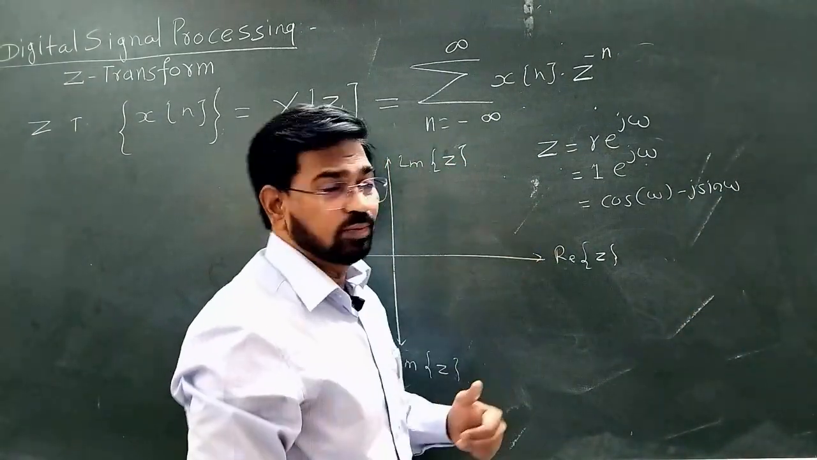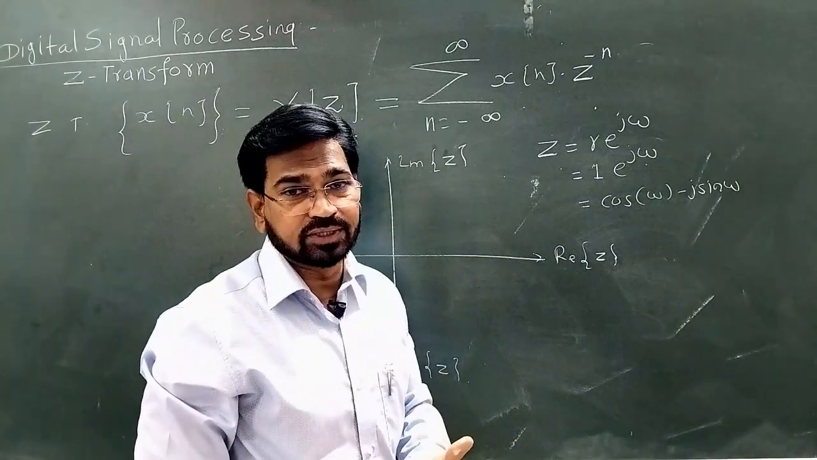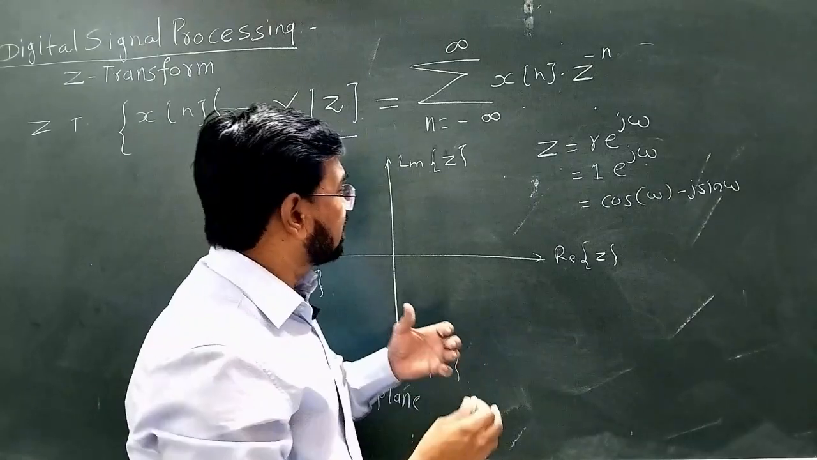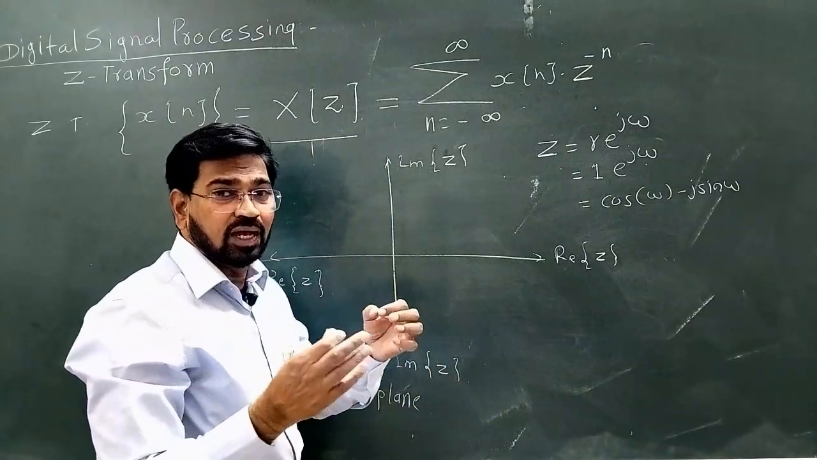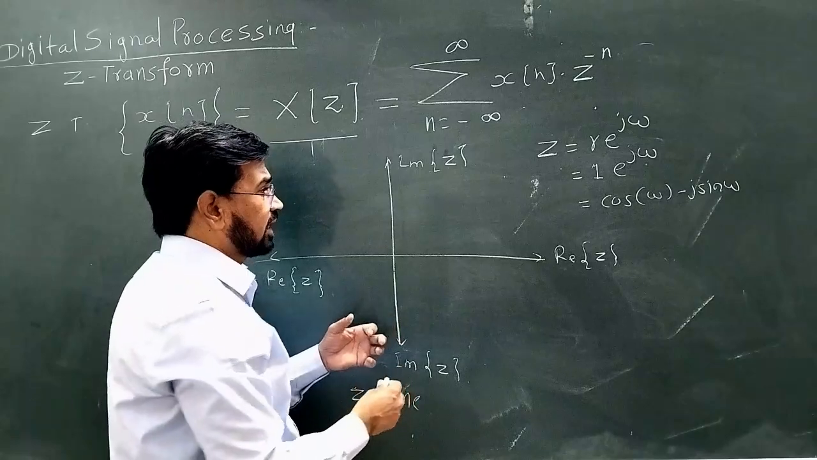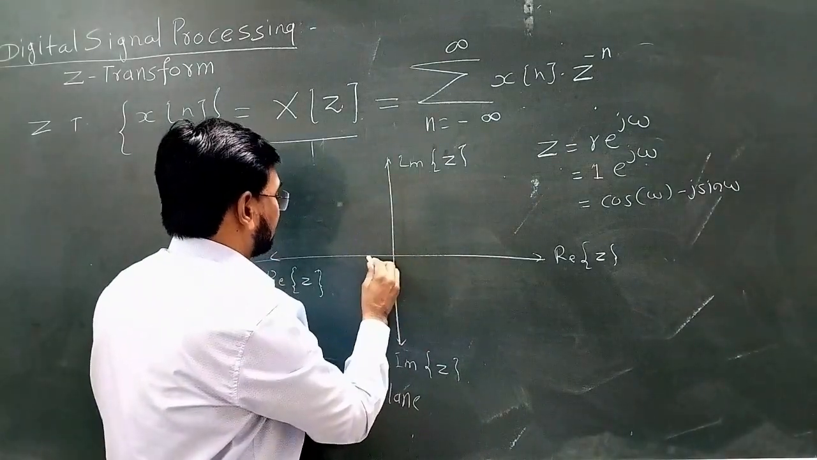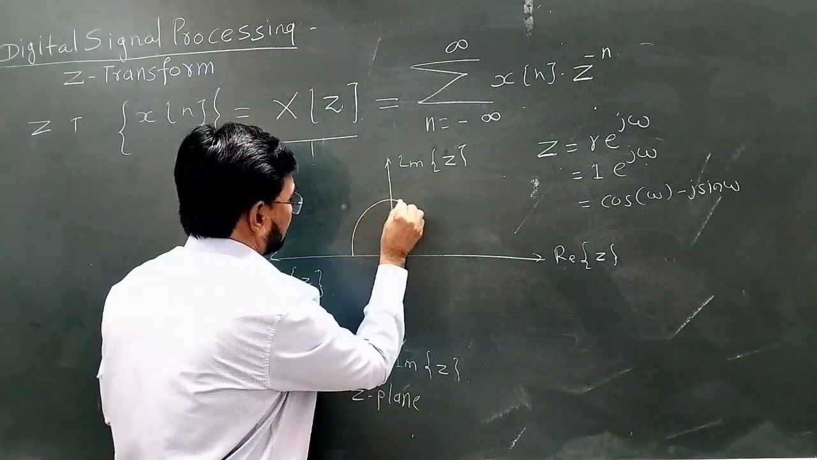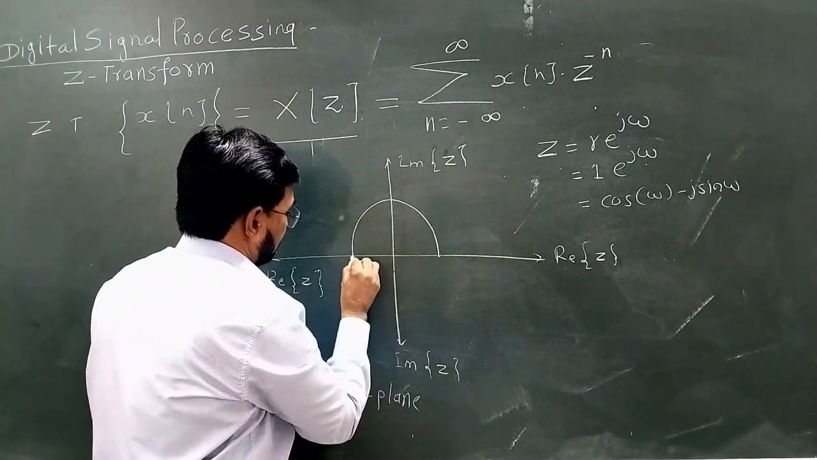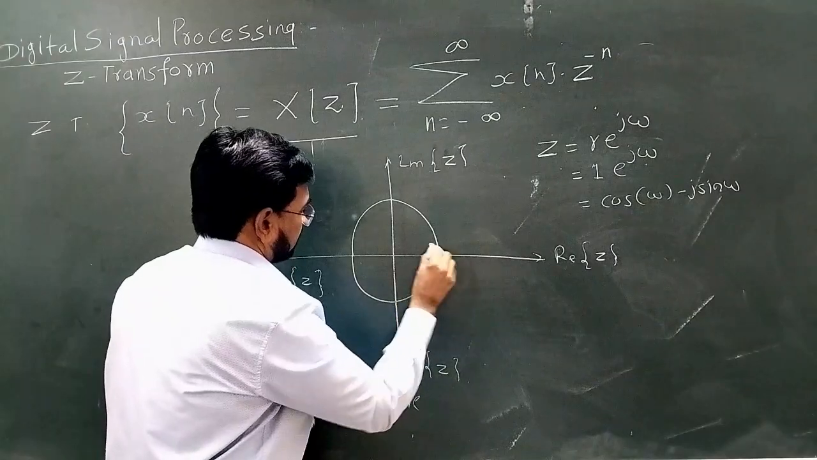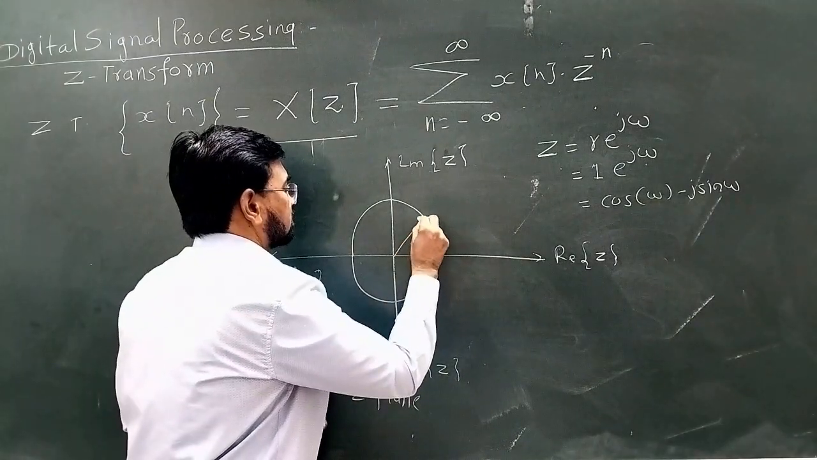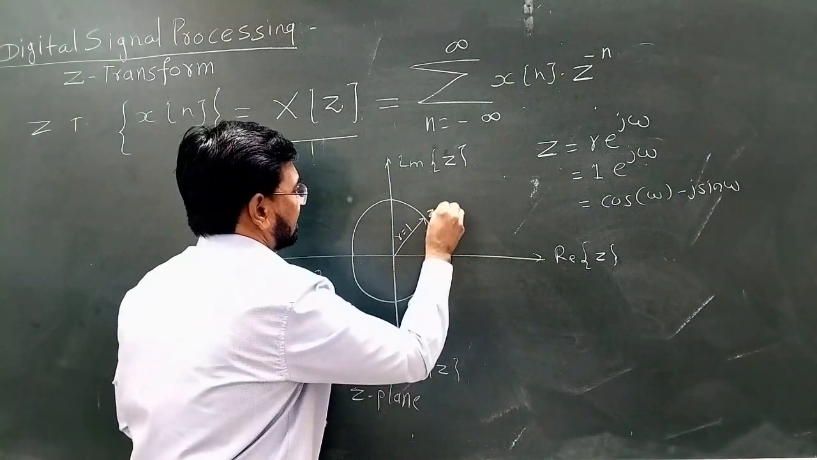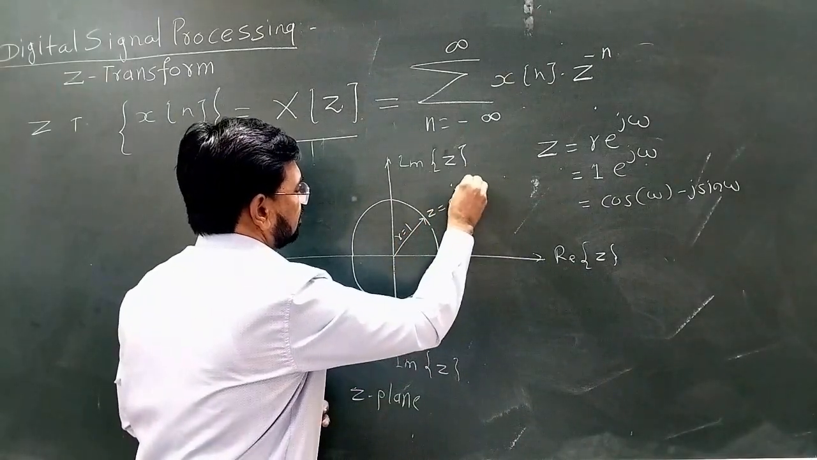And what is omega? Omega is the angular frequency and R is the magnitude. If the magnitude R is 1, then what happens? We get a circle at the center. So here, when R is 1, the value of R is equal to 1, and this is Z equal to e raised to j omega.